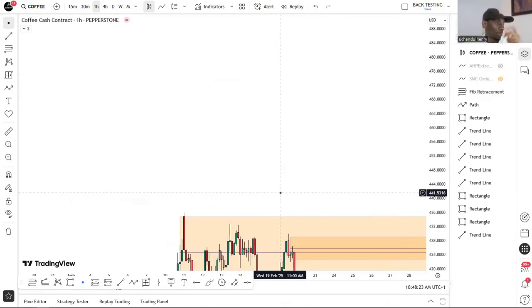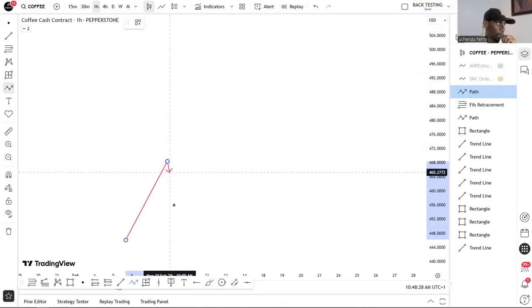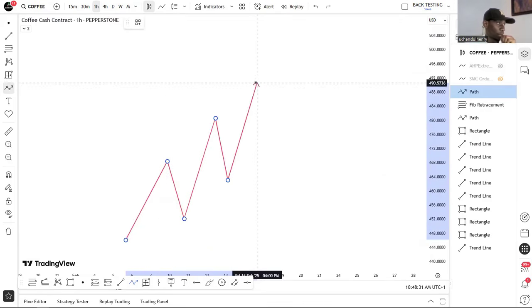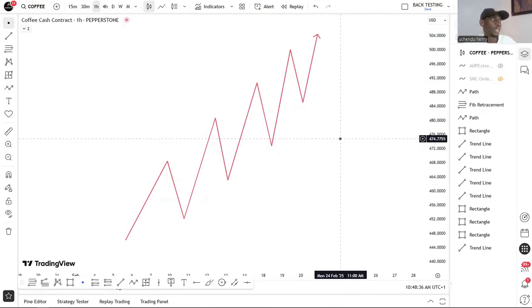Let me explain something. Whenever price is in a bullish trend, we have higher high, higher low, higher high, higher low, higher high. Now, when price wants to reverse from bullish to bearish, there are two things that could happen. It could be a sweep of the previous high and a market structure shift, or it could be a break of structure and a market structure shift.